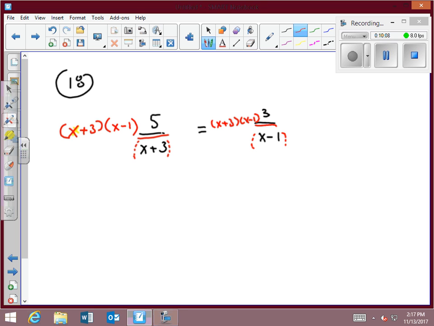So on the left-hand side, what are multiplicative inverses? X plus 3's, right? On the right-hand side, what are multiplicative inverses? X minus 1. So what we have left is x minus 1 times 5. And on the right, we have x plus 3 times 3.